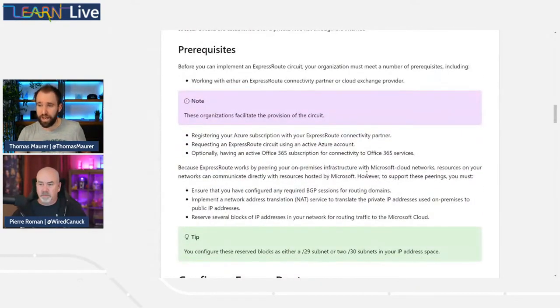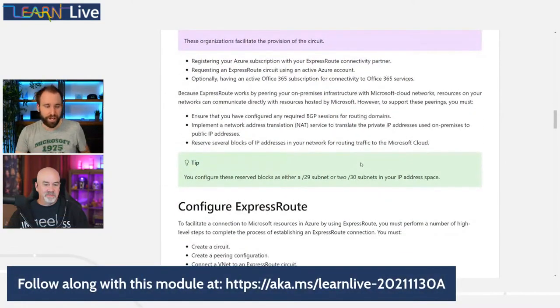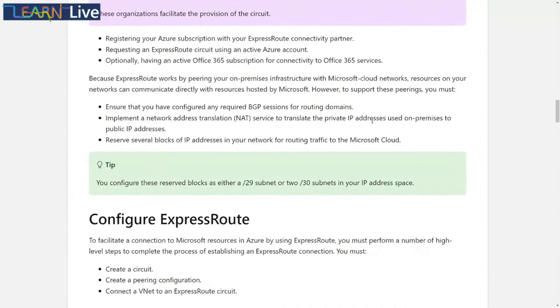We obviously need to verify things when you set up an ExpressRoute circuit. You obviously need to have an Azure subscription and a connectivity partner to do that. And if you want to use it with Office 365, you also need to have an Office 365 connection. And then from the networking side, BGP is required for these scenarios as well, and you need to set up the necessary IP addresses for that specific setup.